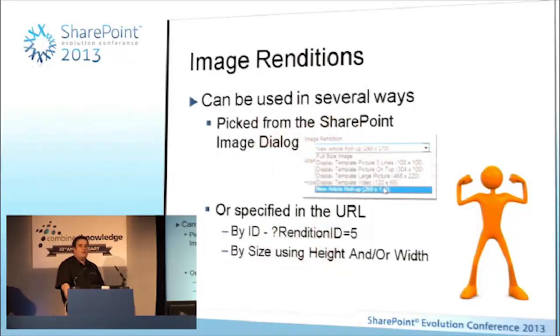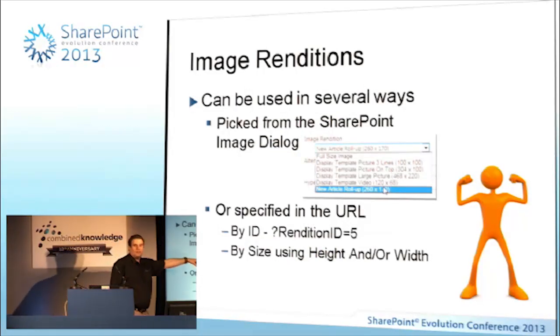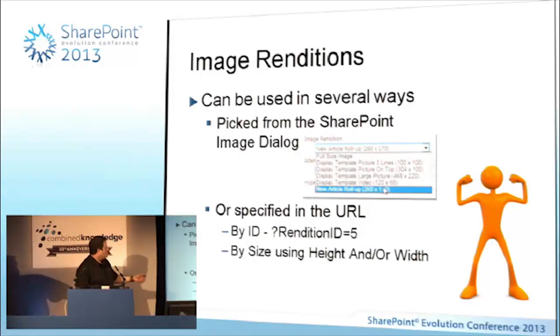The editing experience for the editors is quite simple. They can choose which rendition to use when they're adding a picture, or they can choose the rendition by ID, if you know the ID number. So if you're looking at coding this directly into some HTML and not using the nice editors, that's an ability. The neatest trick for me is that if you just specify a height and a width, SharePoint will match the nearest rendition to it.